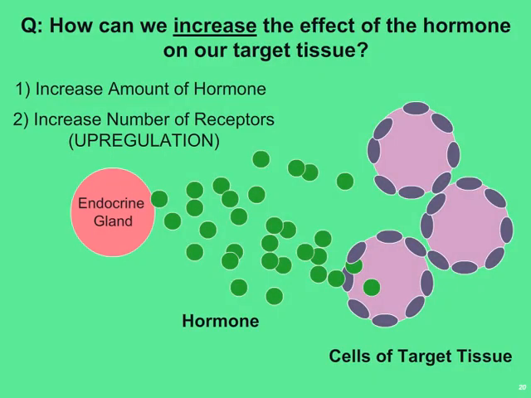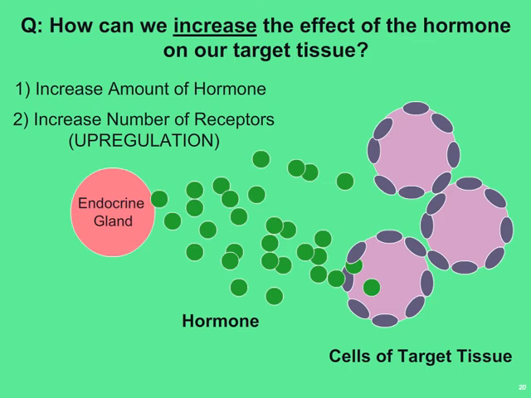Another method would be to produce more hormone receptors on our target cells. This concept is called upregulation. So even though we have the same amount of hormone, that hormone will be interacting with the receptors more often because there are more receptors on the target cells. Either of the two methods will increase the effect of the hormone on the target tissue.